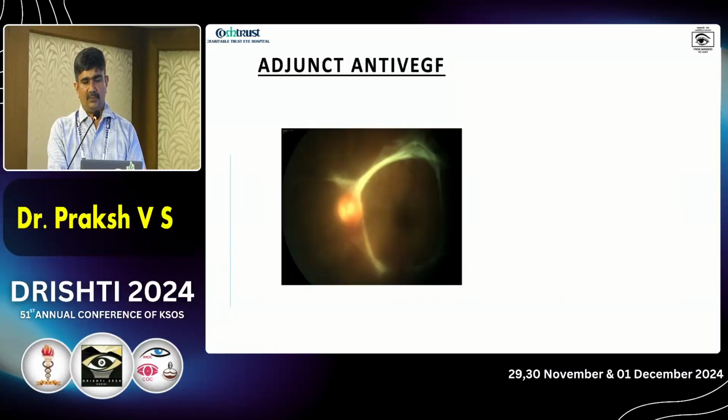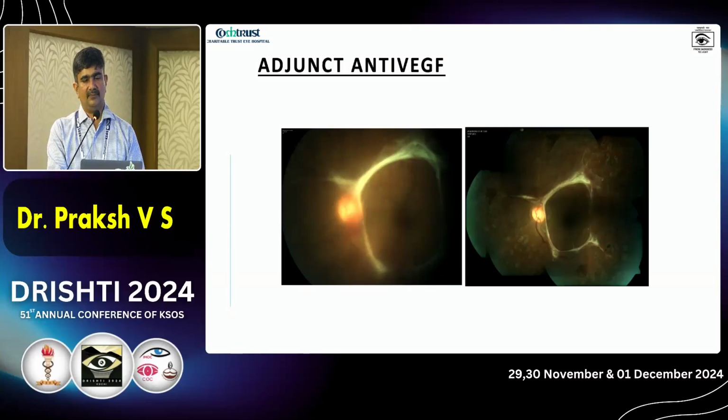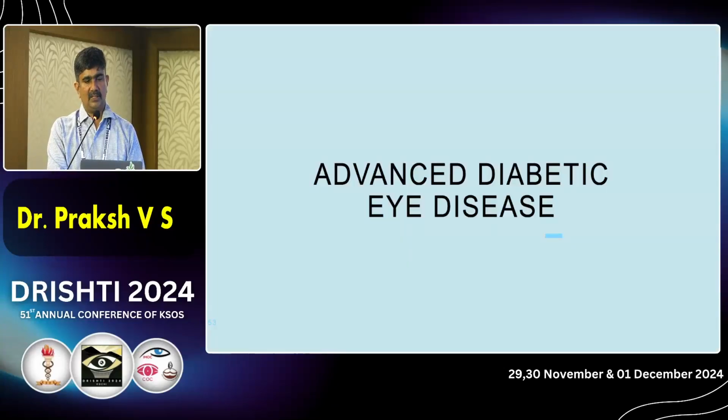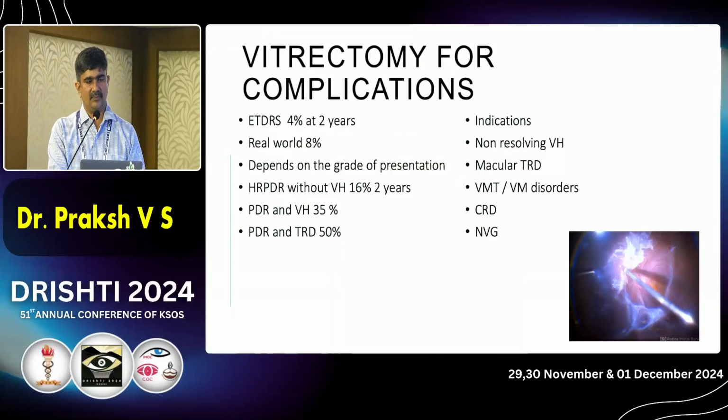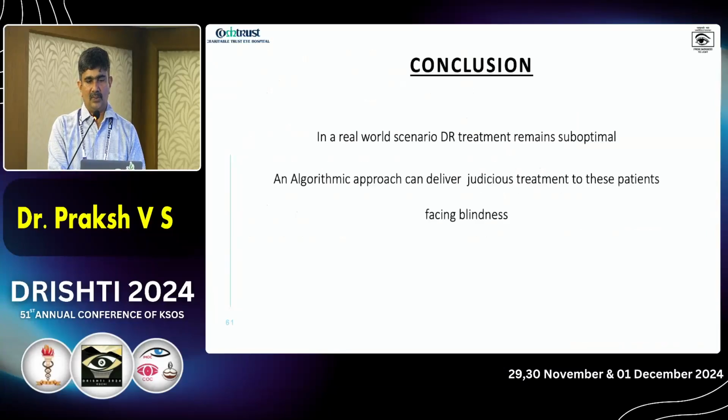And in already fibrosed tractional bands with mild bleeds due to the traction component, if the patient is not fit for surgery, you can do an intravitreal injection. And advanced diabetic eye disease, of course, vitreous hemorrhage, combined retinal detachment, tractional detachment, and neovascular glaucoma, these are indications for vitrectomy. So to conclude, in the real world scenario, diabetic retinopathy treatment remains suboptimal. So an algorithmic approach can deliver judicious treatment to these patients who are facing blindness.